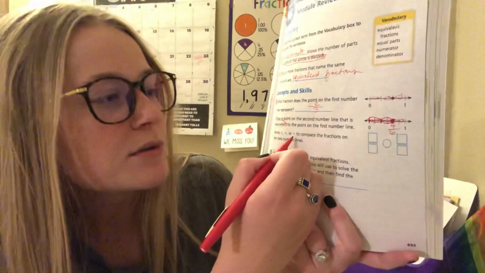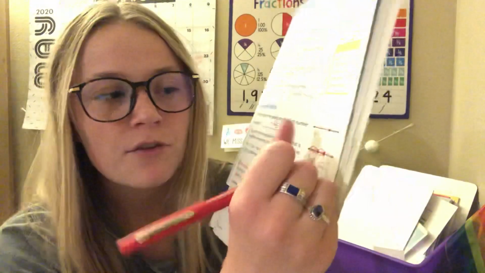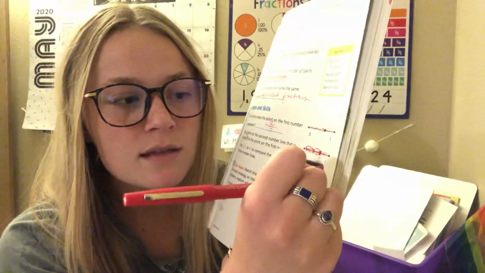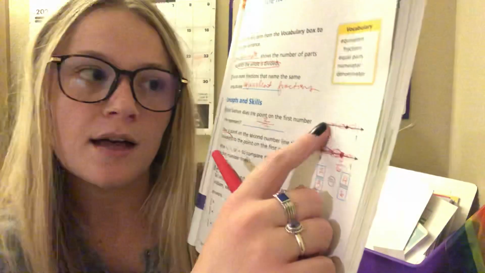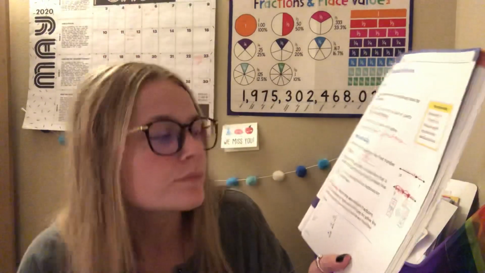And that's what it says right here. So write less than, greater than, or equal to compare the fractions on the two number lines. Well, if they're equivalent, then I know that it's going to be equal to. The first one was 2/3. The second one was 4/6. So I was counting by 2s because 6 divided by 3 is 2. And so I did divide by 3 because of the thirds up here. I wanted numbers that were related.